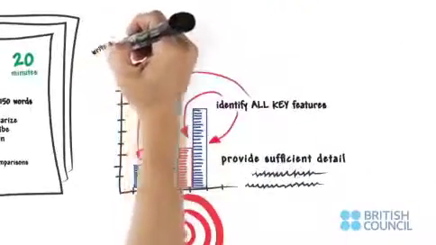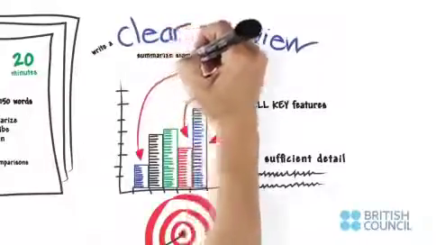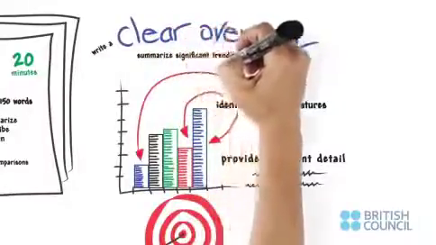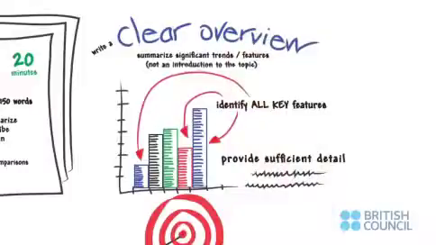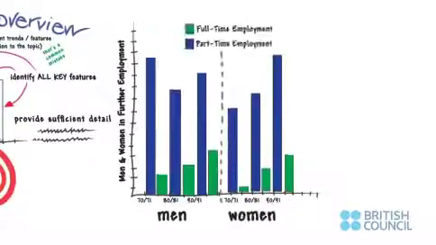It's important to write a clear overview. This means summarizing the most significant trends or features from the data or information in the diagram. This is not simply an introduction to the topic. That's a common mistake. Here's an example of identifying significant trends.